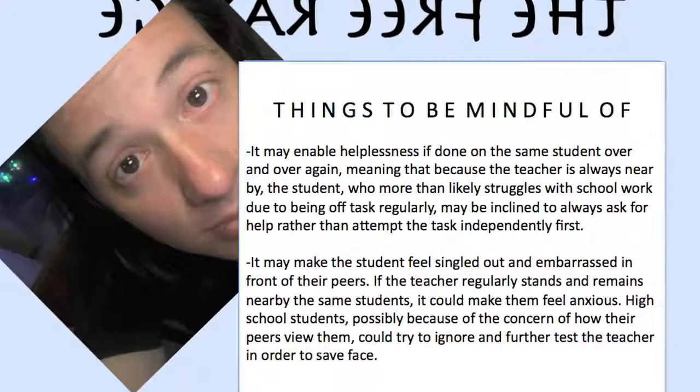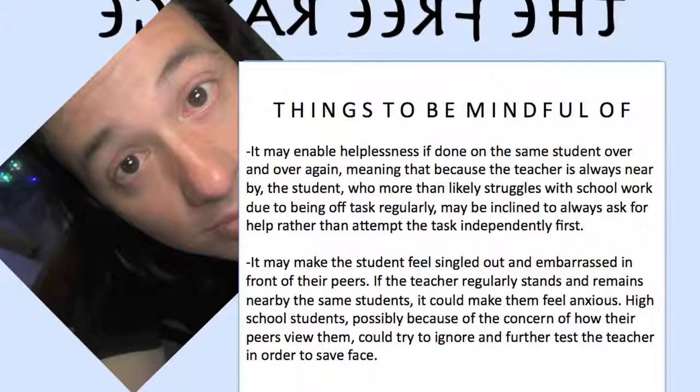Some of the things to be mindful of when using proximity control are: it may enable helplessness if done on the same student over and over again, meaning that because the teacher is always nearby, the students who more than likely struggle with schoolwork due to being off task regularly may be inclined to always ask for help rather than attempt the task independently first.